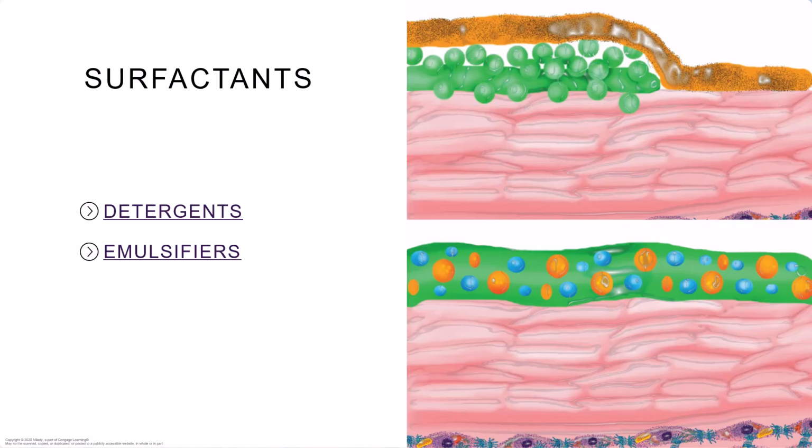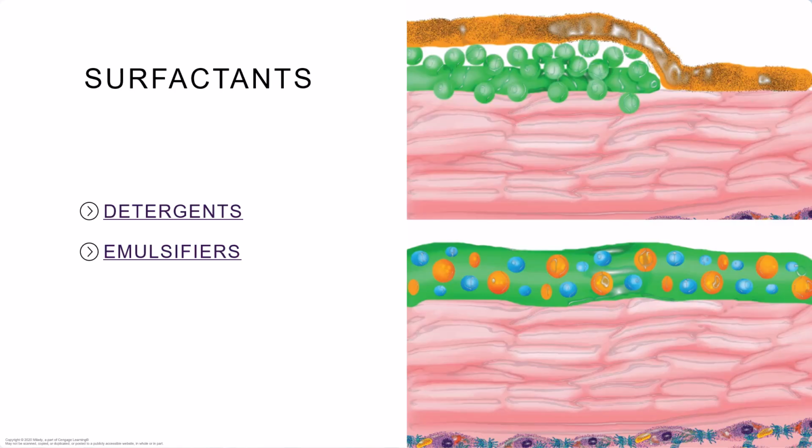So the types of surfactants are detergents and emulsifiers. Detergents are the main types of surfactants, and they are used primarily in cleansing products. Think of laundry detergent, which is cleaning. And these detergents are the agents that cause the cleansers to actually foam and remove oil, dirt, makeup, and any debris from the skin surface.